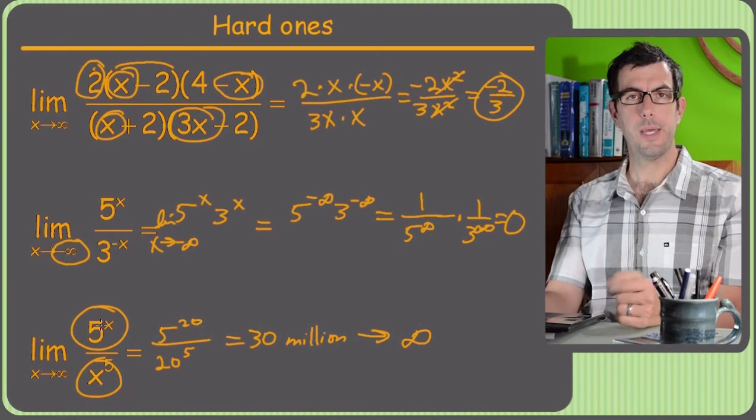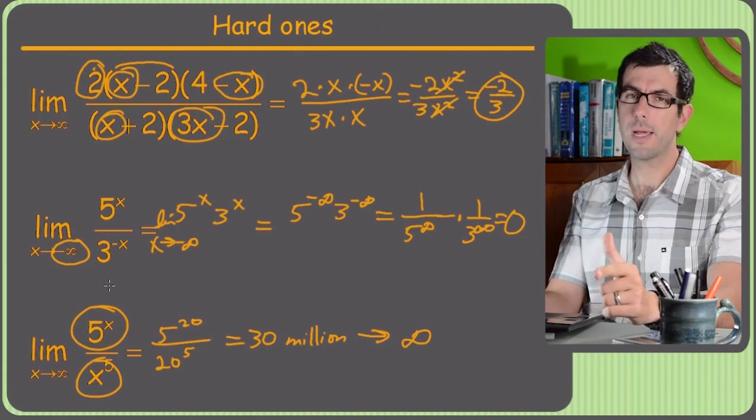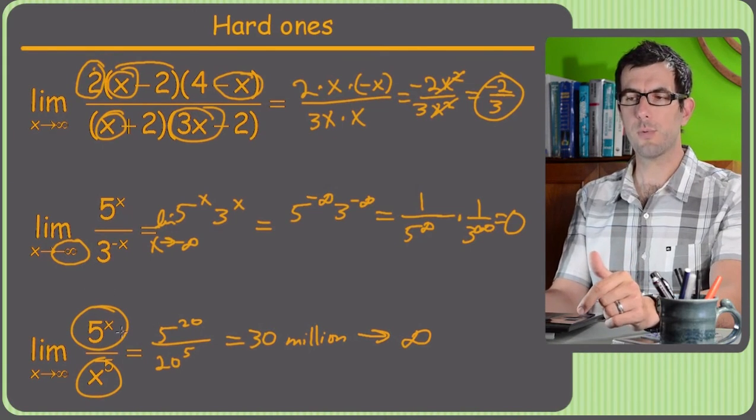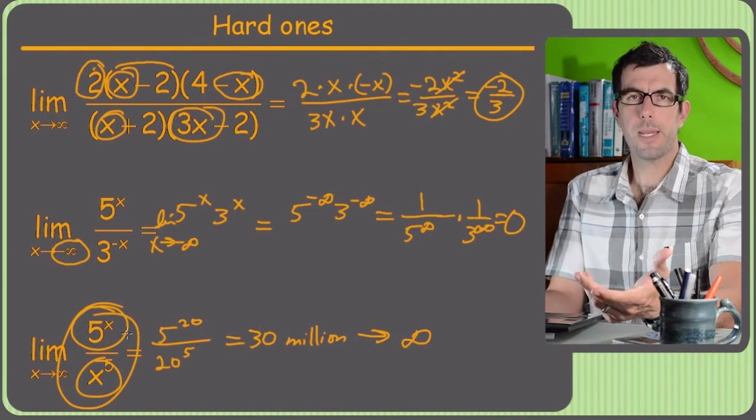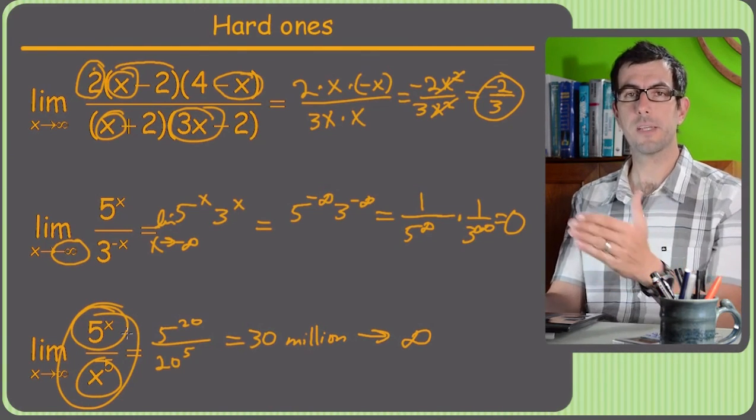All right, so those are the shortcuts and tricks I know. But when in doubt, plug in numbers. So if you're not sure if it's one of these weird ones like down here, just try plugging in 100, try plugging in 1,000, see if you can detect the pattern of things going berserk.